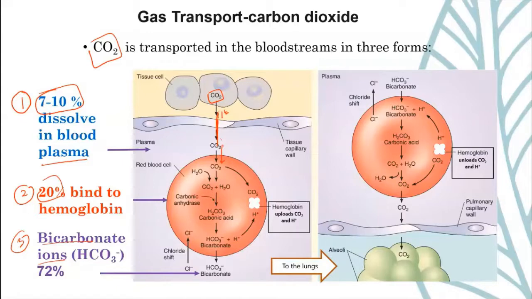The rest of the carbon dioxide will react with water, and the reaction is catalyzed by the enzyme carbonic anhydrase to form carbonic acid, H2CO3. This H2CO3 will dissociate to form bicarbonate ion and hydrogen ion. Bicarbonate ion diffuses out of the red blood cells and travels in your blood plasma as bicarbonate ion, HCO3, 72% of it. 72% of carbon dioxide is in the form of bicarbonate ion.